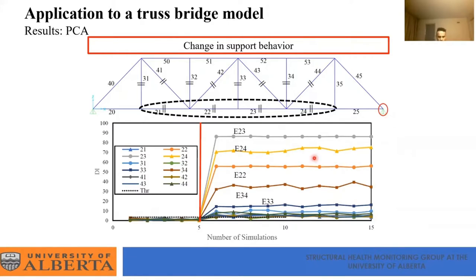So these three examples demonstrate the versatility of the methods that I have developed. It can be used to detect change in stiffness in elements which are monitored. In that case, it will identify, locate, and assess the severity of the damage in terms of that element. And when the damage is in an element which is not monitored, we can still get information in terms of adjacent elements. And we can also identify change in support behavior, which is a very severe damage, in terms of which elements are mostly affected.